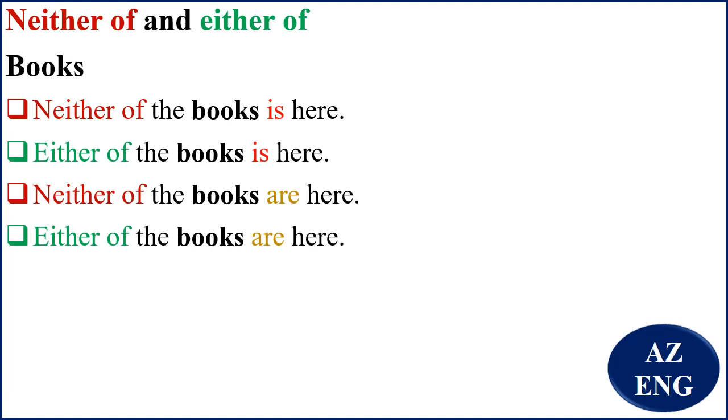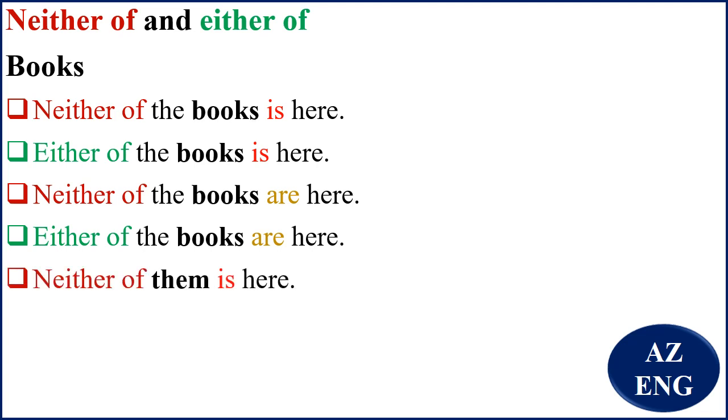Or either of the books are here. So you've got either of the books is here. You've also got either of the books are here. This means I can say neither of the books is here, neither of the books are here. I can say either of the books is here, or either of the books are here. Both are correct.